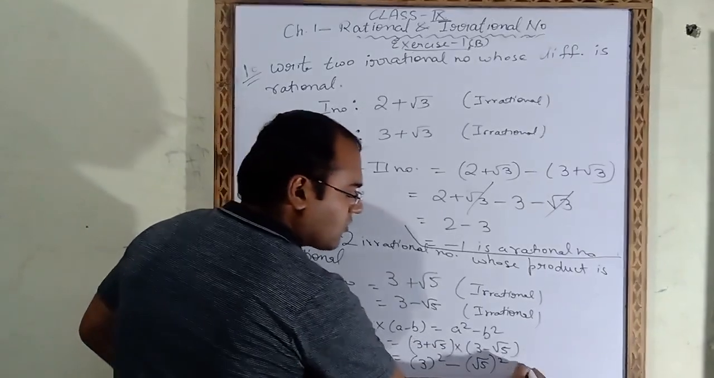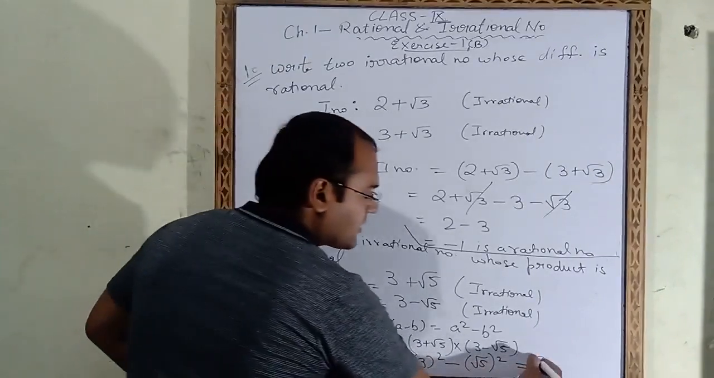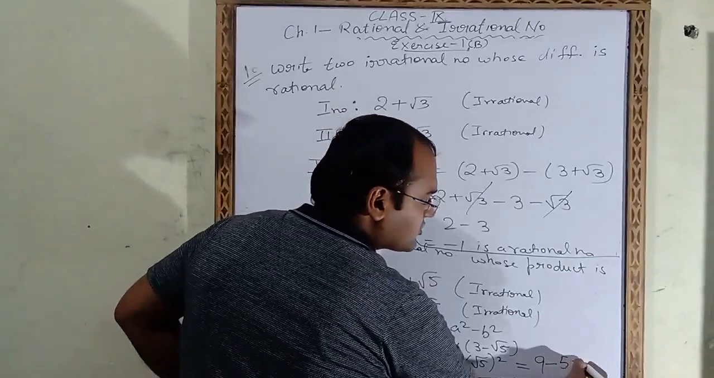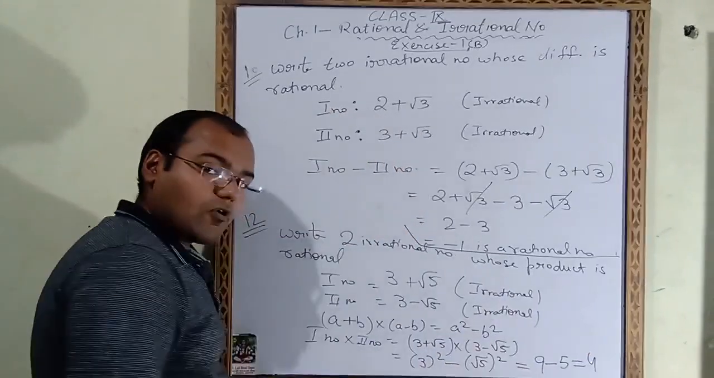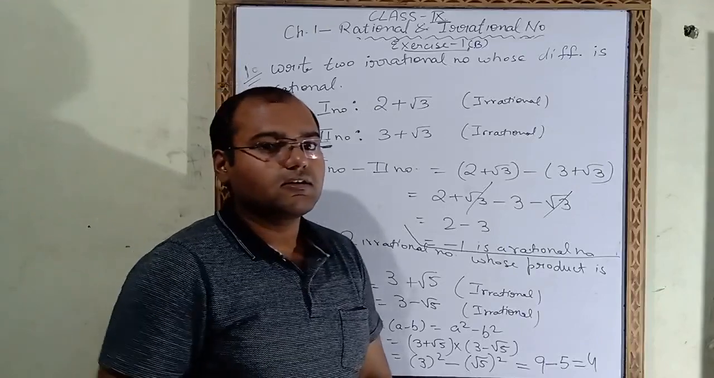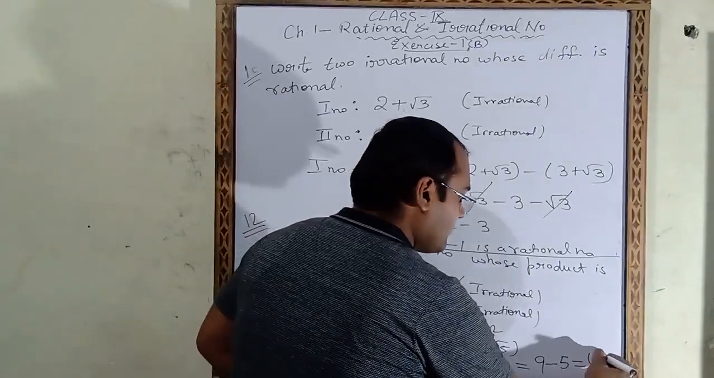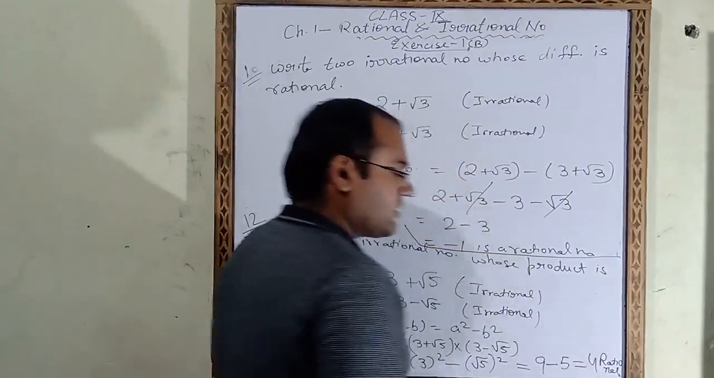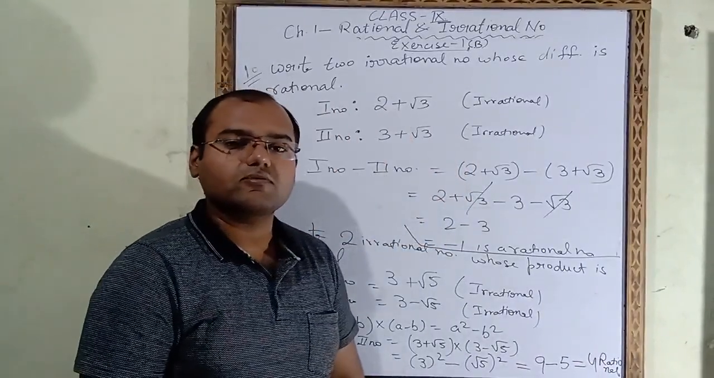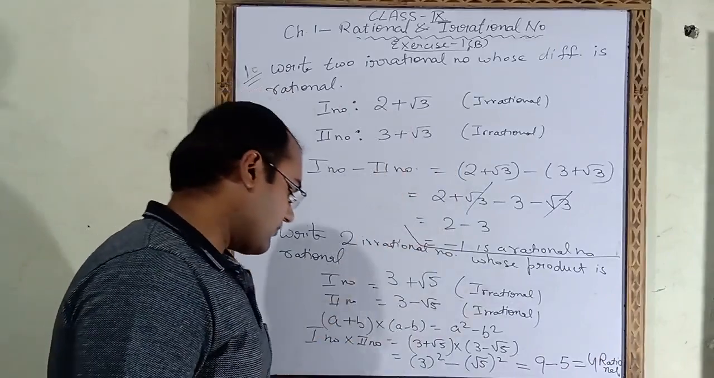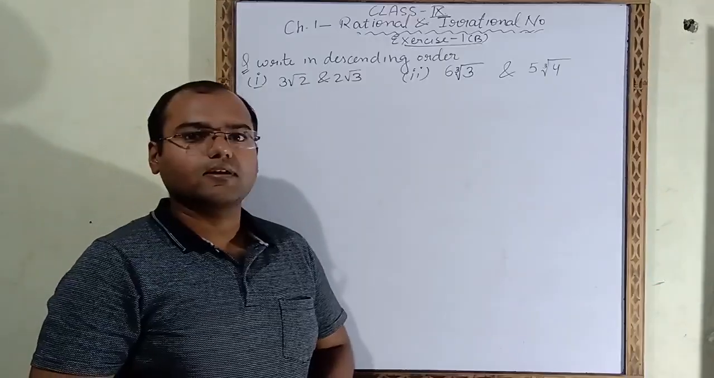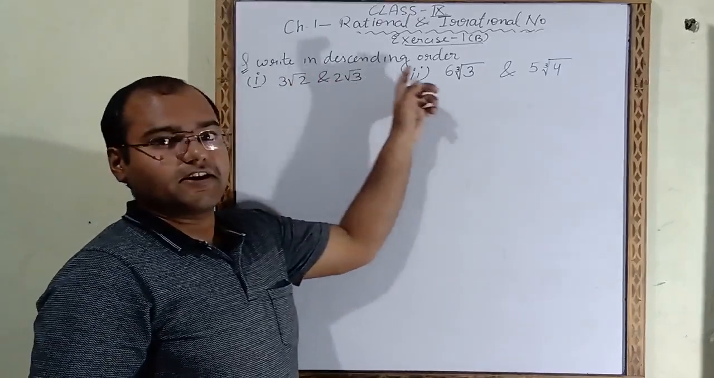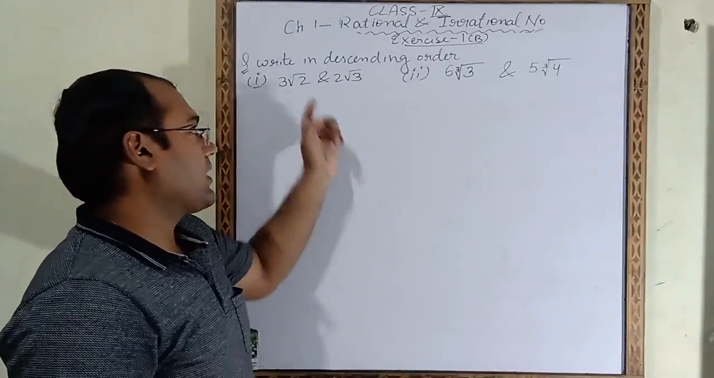Now we will open these squares. 3 square will be 9, minus root 5 square will be 5. So final answer we will get 4. And what is 4? 4 is a rational number. So like this you have to solve all the questions from 7 to 12. Now see this question. Question is, write in descending order. First part.